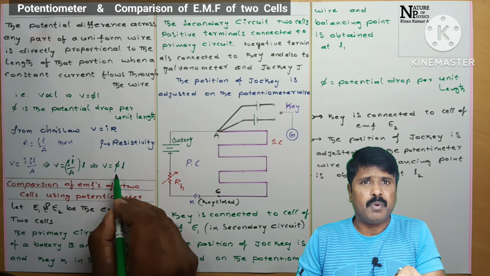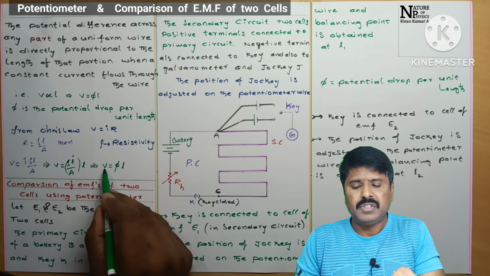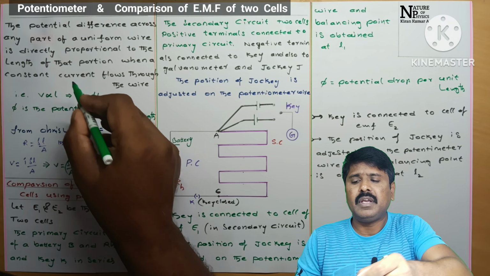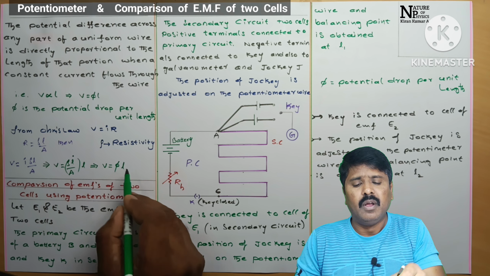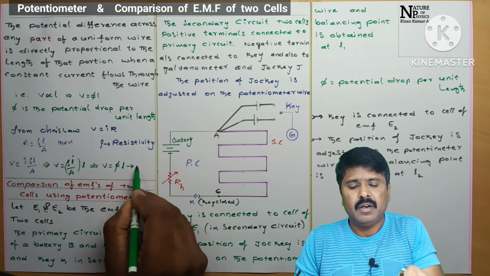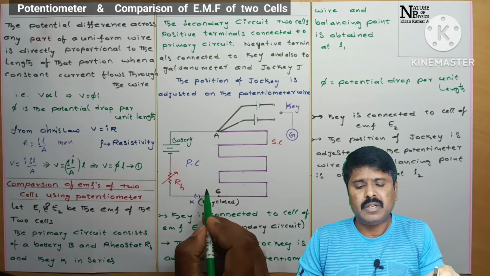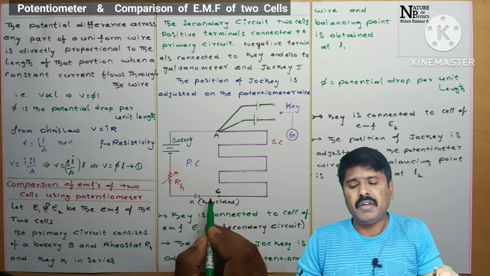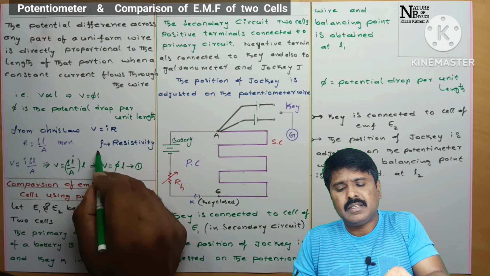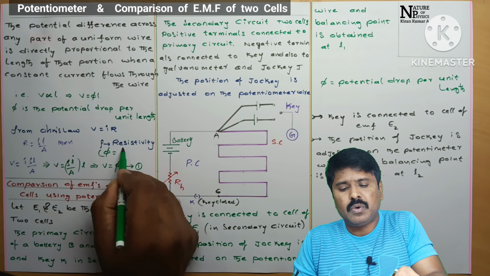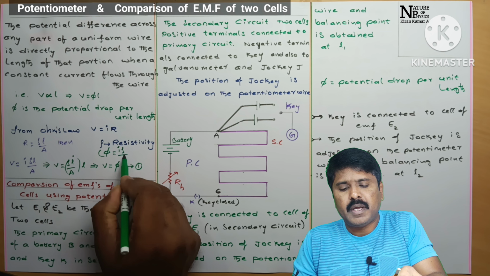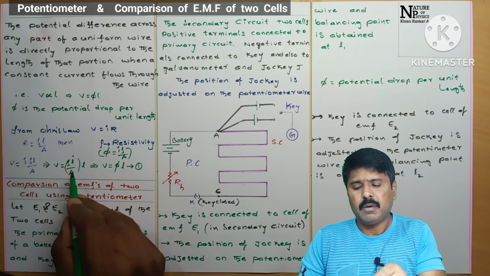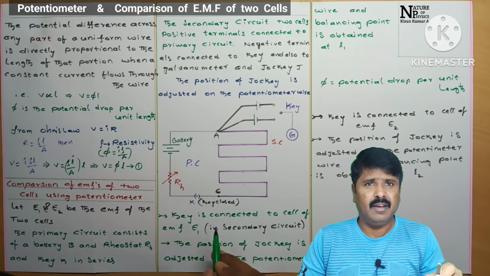So this is the proof for the potentiometer. The potential difference is directly proportional to the length of any part of the uniform wire. I am writing this as equation number 1. Phi represents the potential drop per unit length, and the value of phi we can write as phi equal to I rho divided by A, students, I rho divided by A.